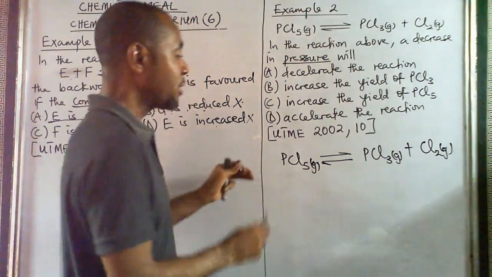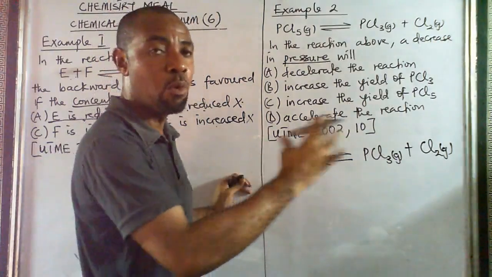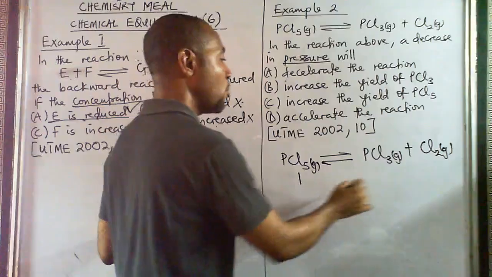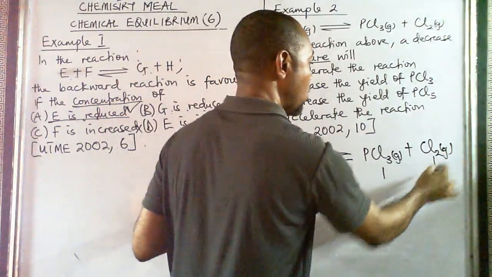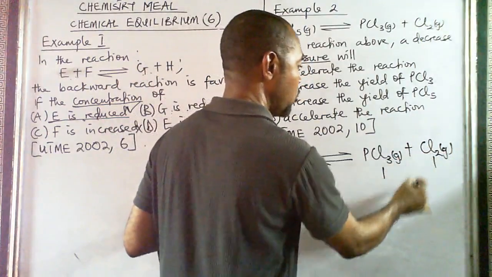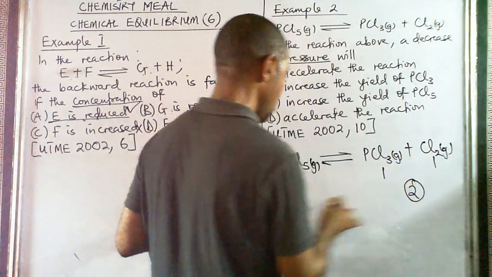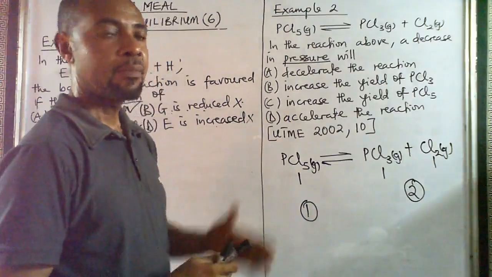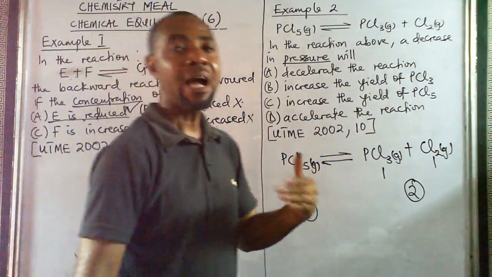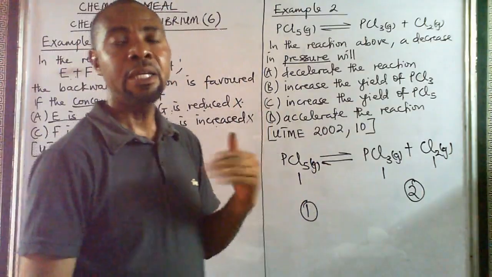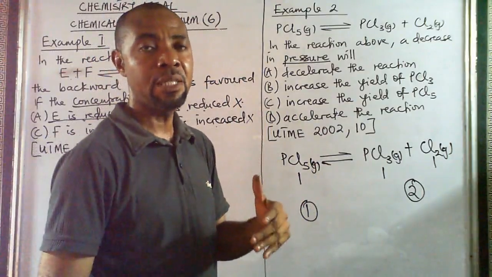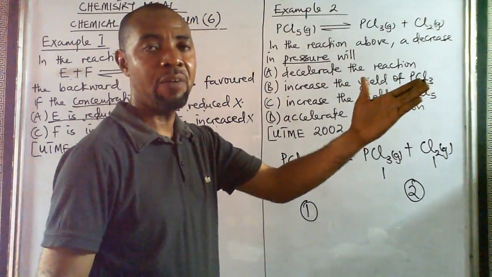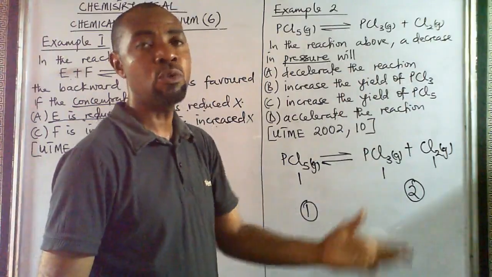So the next thing is to check the moles of gases on both sides. I have 1 mole of PCl3 and 1 mole of chlorine, both gases. If you combine them, you have a total of 2 moles. But here, a total of 1 mole. Now, how does pressure affect a system that is in equilibrium? Increase in pressure, which side will it favor? Decrease in pressure, which side will it favor?